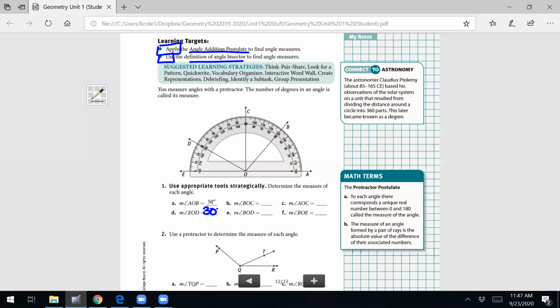What do we do for number 2 if we don't have a protractor? You don't. I'm going to give you the answers. Yes, ma'am.